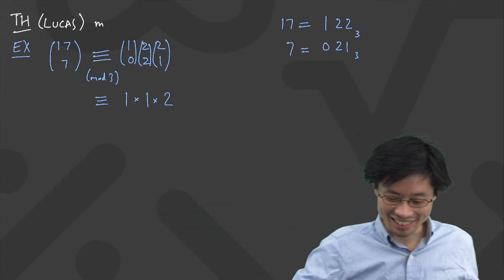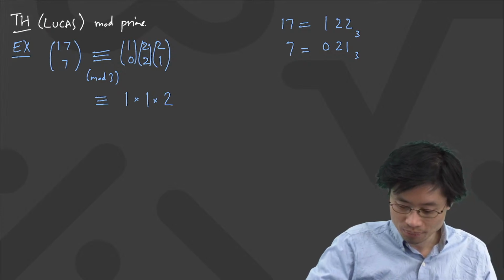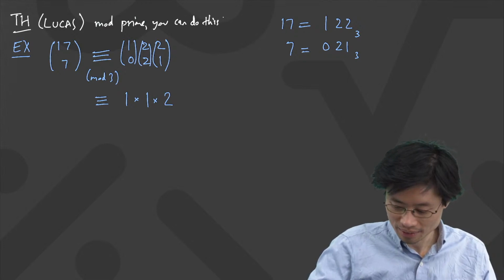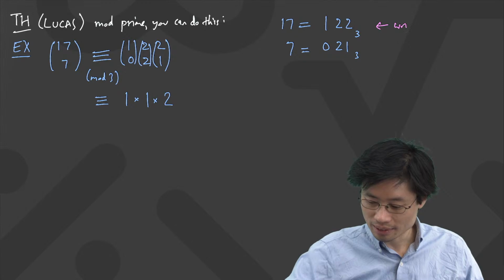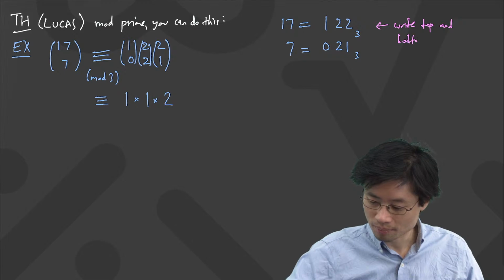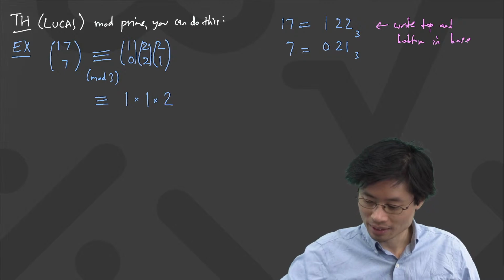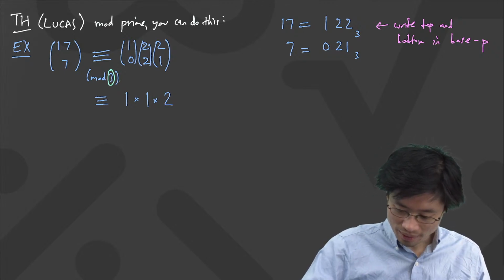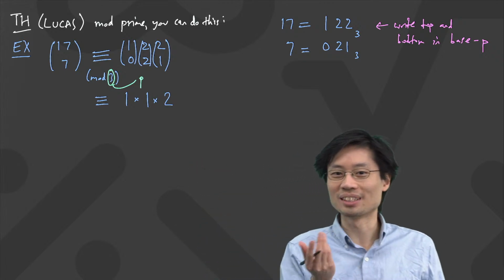2 modulo 3, okay? So Lucas's theorem is, mod a prime, you can do this. And what is this? Over here, you write the top and the bottom in base P. Oh, I guess the prime is called P. Here, this 3, that's the prime P. All right? And this is a super overpowered theorem. It's actually really neat that you can do this.